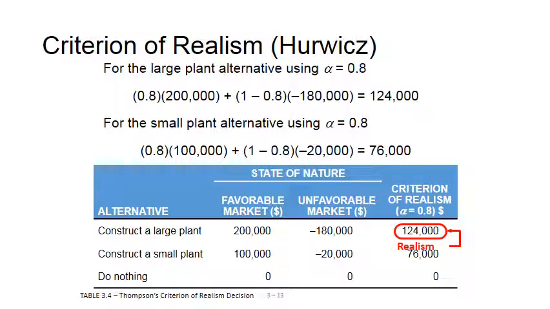For the Thompson Lumber example, they decided that there is an 80% chance of a favorable market. To calculate our weighted average, we multiply 0.8 times the payoff for our favorable market and subtract 0.2, the complement of 0.8, times the payoff for the unfavorable market. This gives us the payoff for the criterion of realism. Then we select the maximum payoff from this column. Here, based on the criterion of realism, we would construct a large plant.